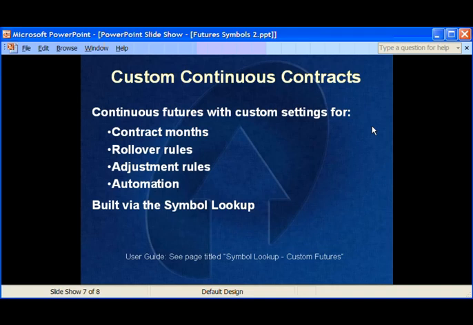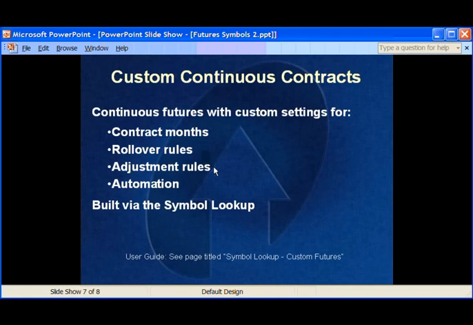In 8.2, you can create custom continuous futures contracts. The customizable aspects of this are which contract months to include or exclude, the rollover rules to be used based on the calendar, based on open interest, based on volume, the adjustment rules that you can use.